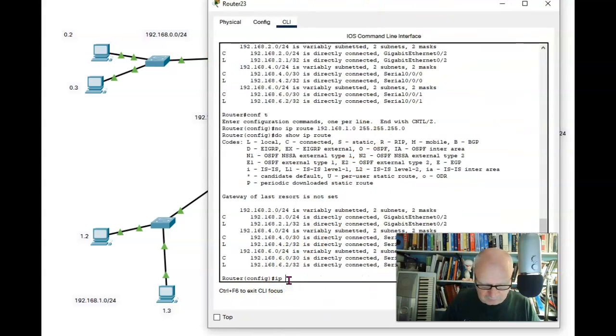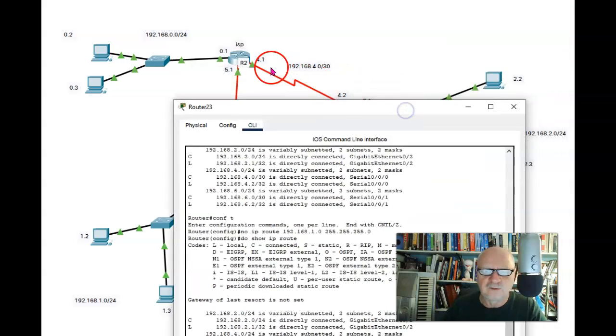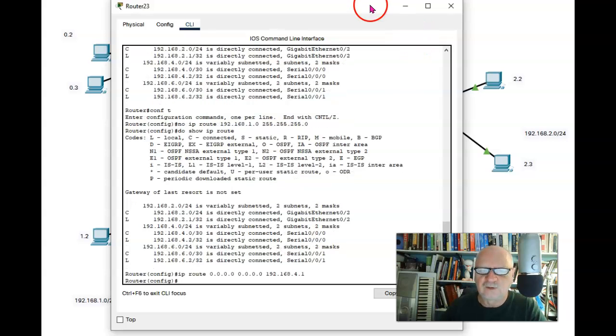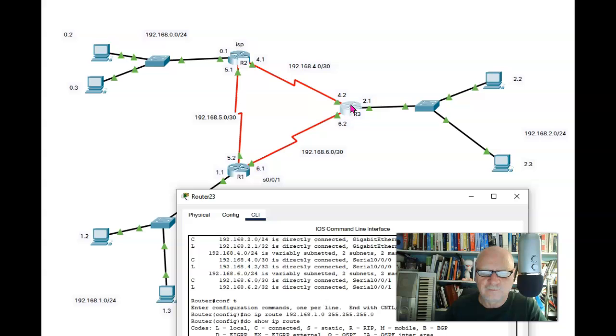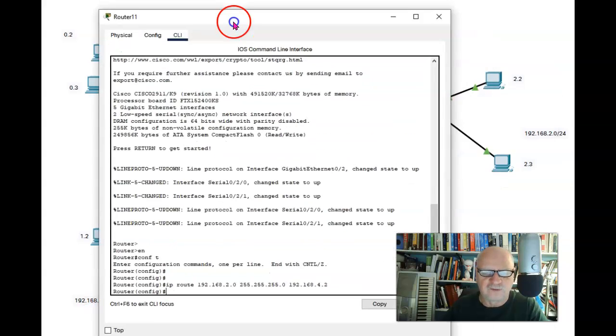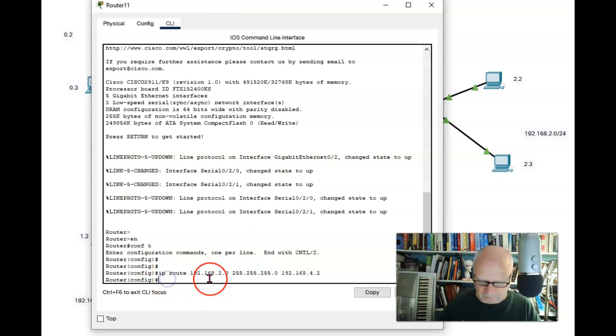Okay, IP route 0.0.0.0 0.0.0.0, and it will send it to 4.1 over here, so 192.168.4.1. All right, this one now has a default route in it, and we'll set this one, if it's going to the 1.0 network, to go ahead and send it down to 5.2. So let's set that static route.